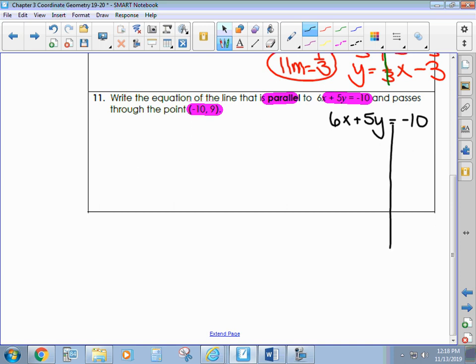Draw up your line. Circle the y. You circle that because you want to keep it there. Everything else has to move. Who's going to move first? Perfect. How do you get it to be 0? You have 6x. How do you make it 0? Do you agree that will give you 0?